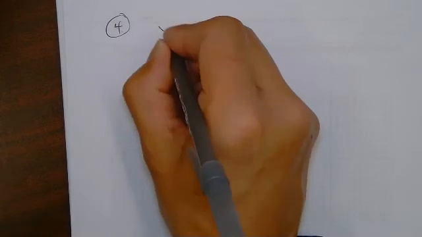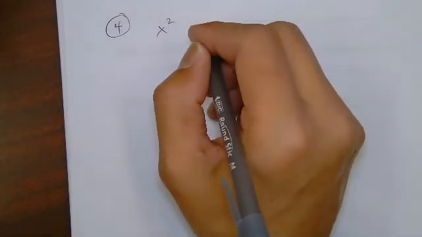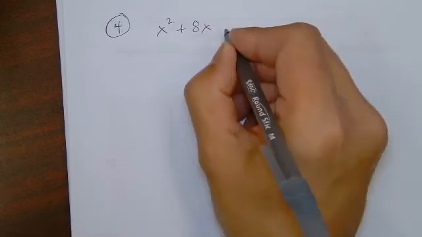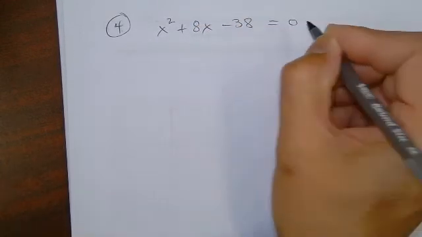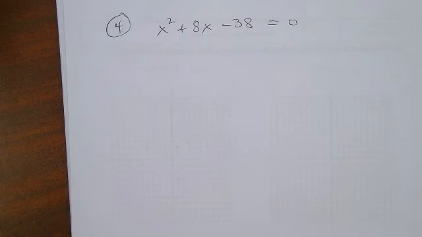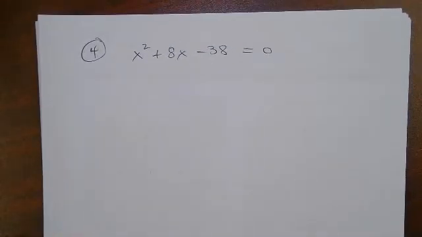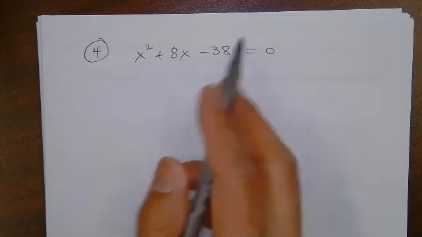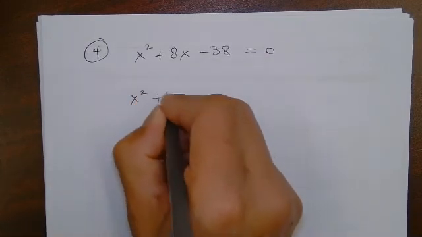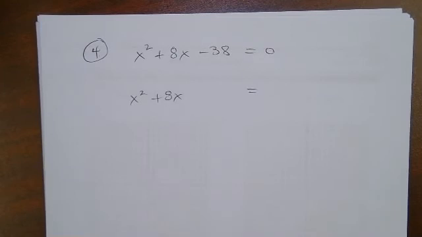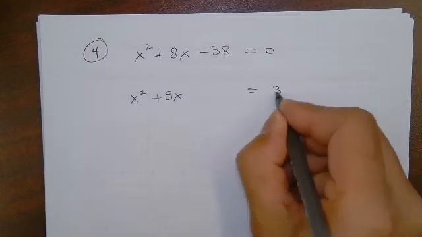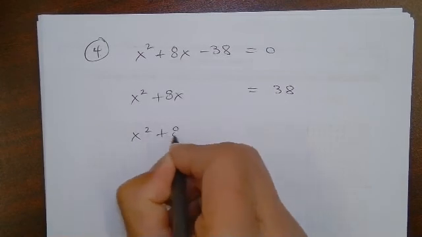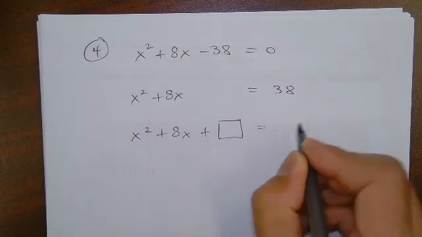All right, let's pick it up a little bit more. Next one. What about this one? X squared plus 8x minus 38 equals 0. All right, let's go quicker now. We want to keep the variables here. Any numbers tossed to the other side. X squared plus 8x equals positive 38, right?